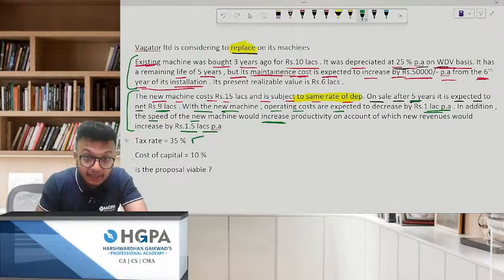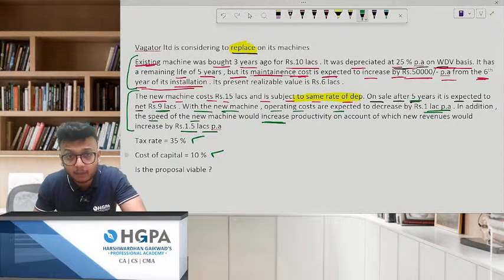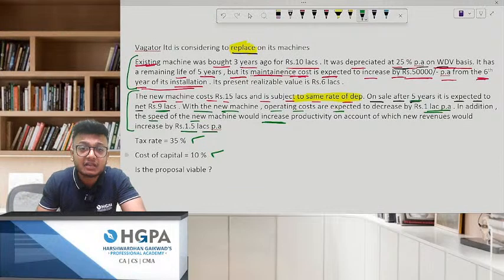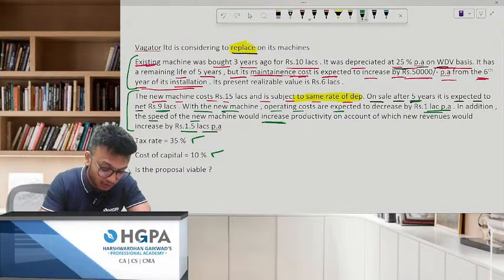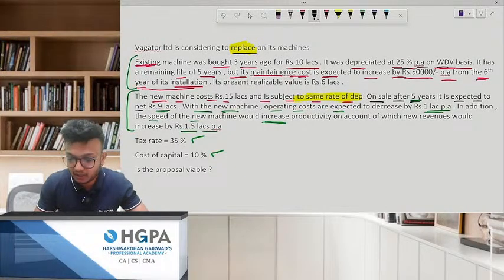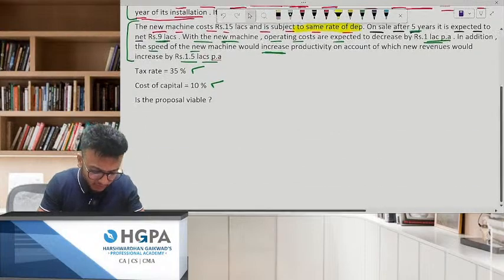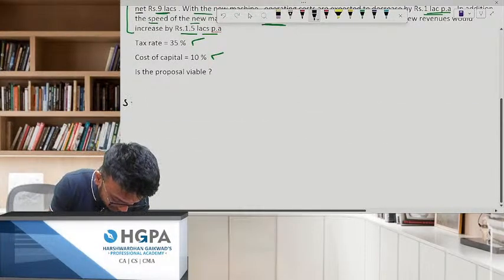They have given you the tax rate, they have given you the discounting factor, and they have asked you a very beautiful question: is this proposal viable? So whether you will go ahead with the replacement or not. Have you understood this now? Now this we have to solve. Okay, solve it very slowly. But before I solve this, pay attention.